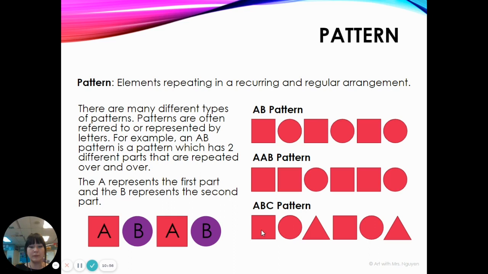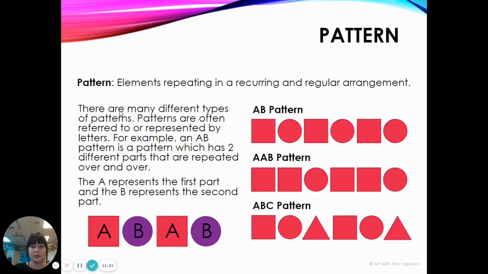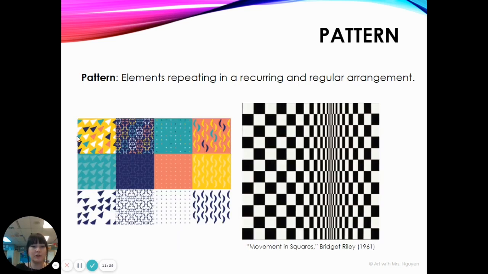An ABC pattern would repeat three different things. So square is A, circle is B, and triangle is C, ABC, ABC. In art, oftentimes we don't just repeat the shapes over in a linear way like these examples, but we might repeat it over and over, filling up a space. So these are repeating shapes, making a pattern. This is artwork using a checkerboard pattern with repeating white and black squares.